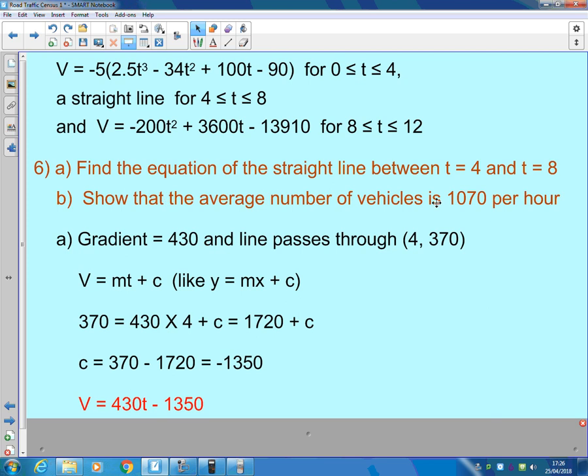Next bit, average number. They've given us an answer, show that, so that means that we know if we got the right answer.